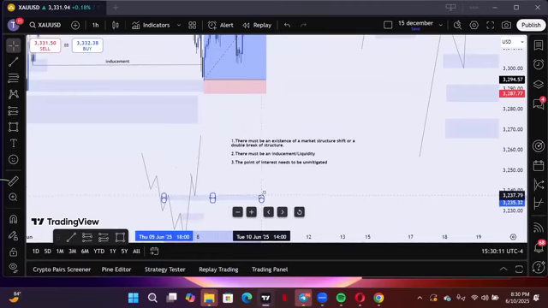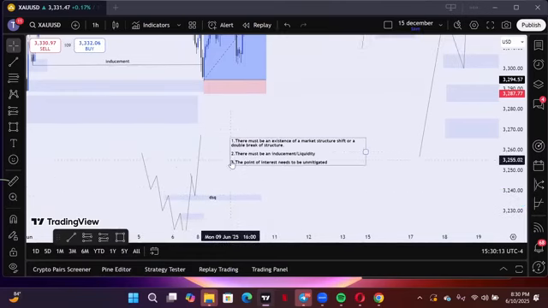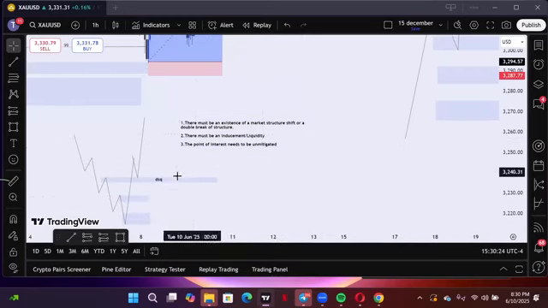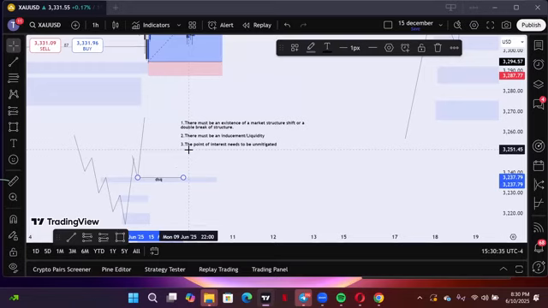So yes, you have to follow these rules correctly. Any POI that does not match any of these rules, you disqualify them. So the first rule says there must be an existence of a market structure shift or a double break of structure. So we got that when we got the structure shifts here to the upside. Second rule, there must be an inducement or liquidity. The pullback here gave us our inducement. Now, third rule, the point of interest needs to be unmitigated. It means that any point of interest that market touched or went deep inside while market was creating inducement, you have to also disqualify that point of interest. You can no longer use that point of interest as an entry.